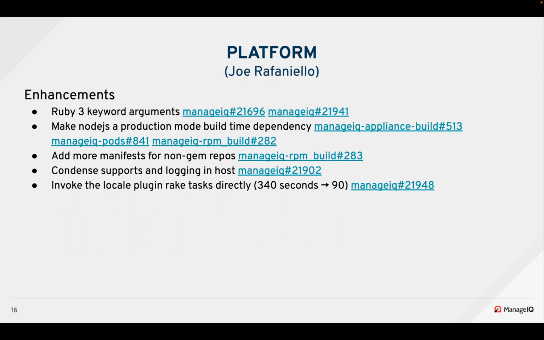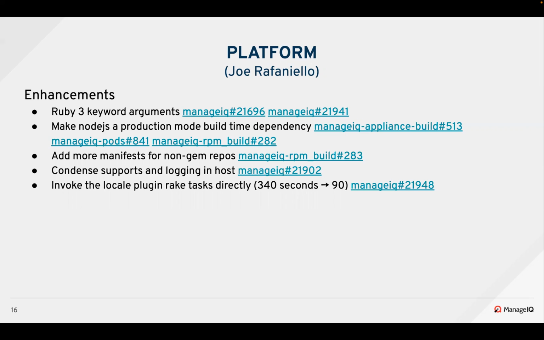Next, Jason added more build manifests for dependencies that aren't plugins, such as the appliance, RPM build, and UI service repositories. Keenan refactored a common pattern we use for logging a warning when a feature is not supported.